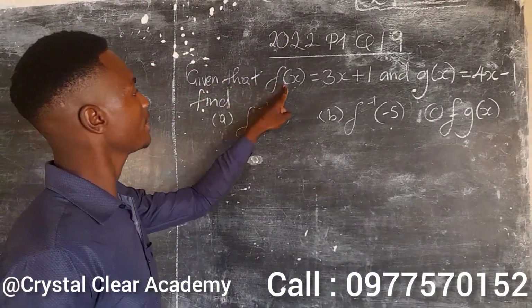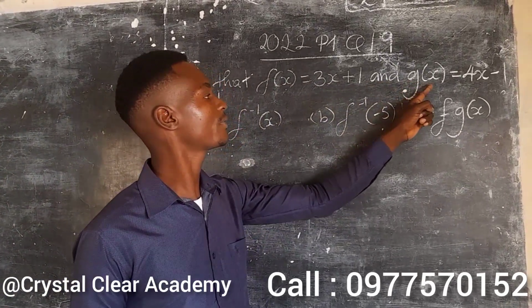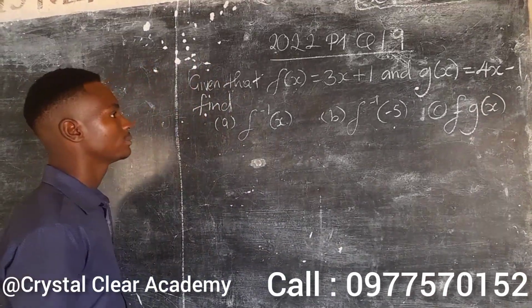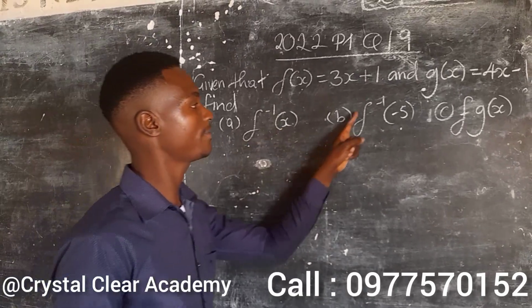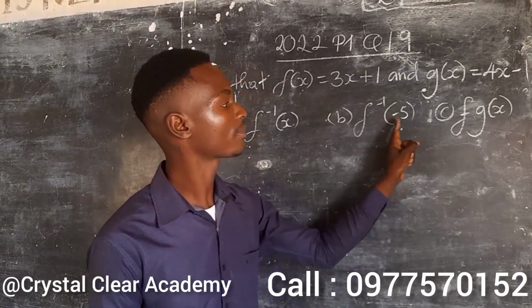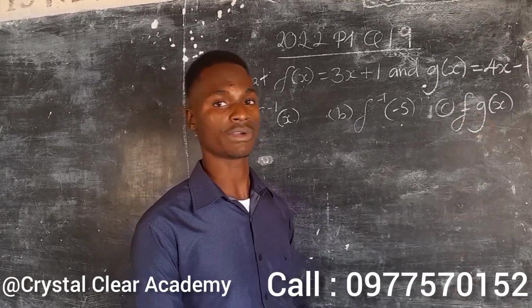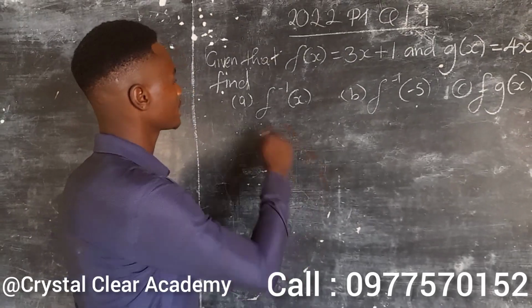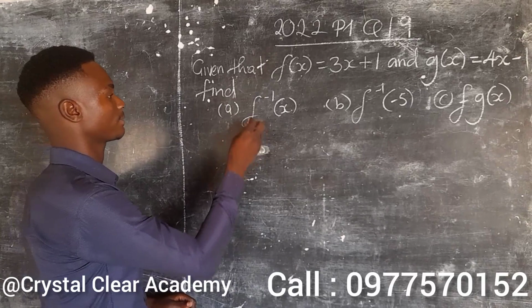Given that f of x is equal to 3x plus 1 and g of x is equal to 4x minus 1, find f inverse of x, f inverse of negative 5. This is a composite function or a joint function, fg of x. So without further ado, let's jump right in and solve the first question.